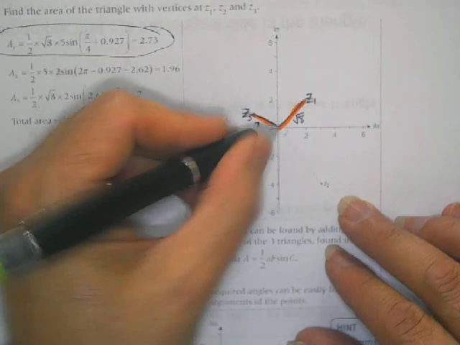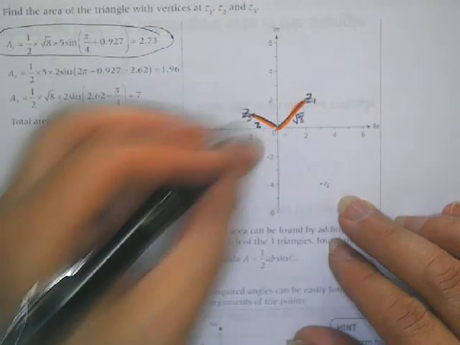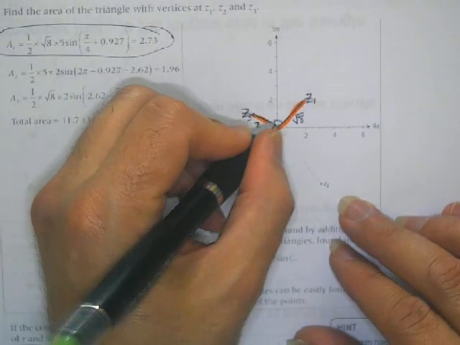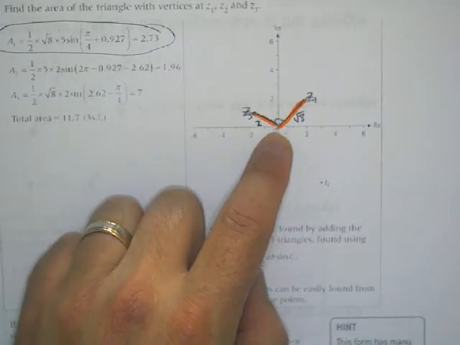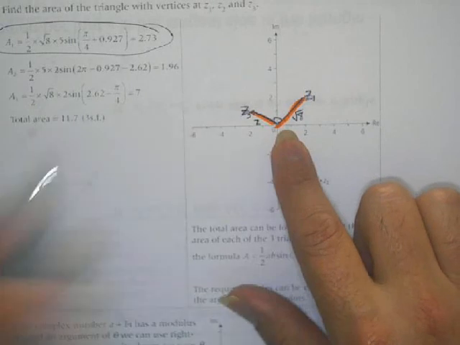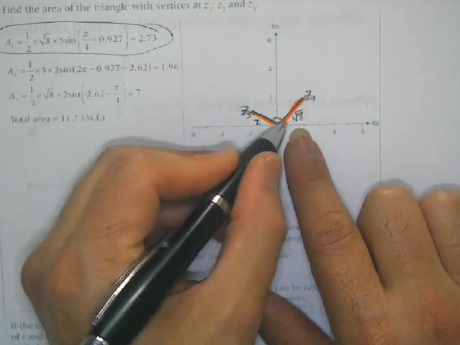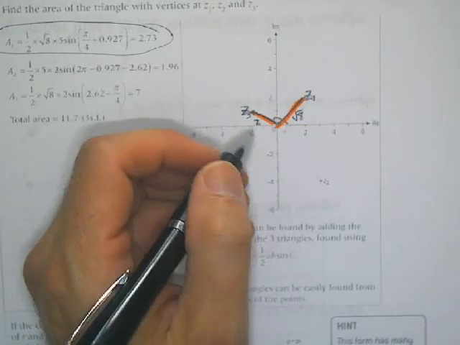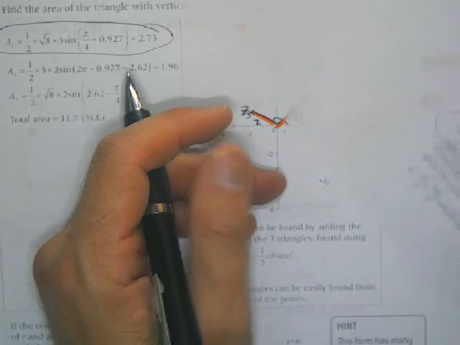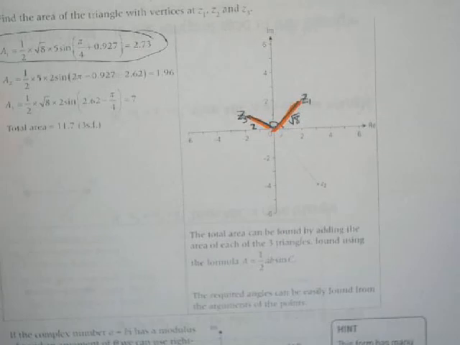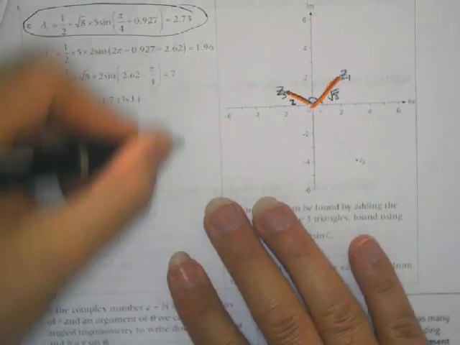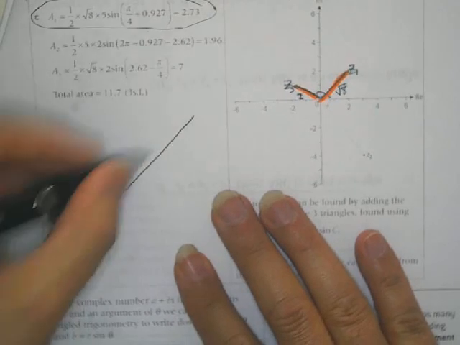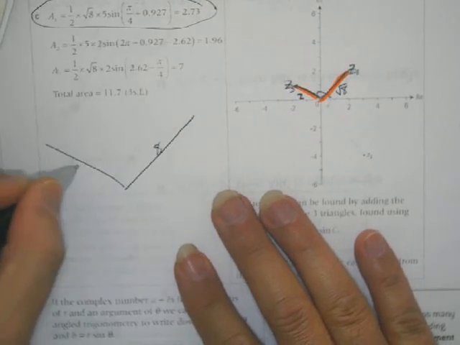Okay, and we need this angle right here. So how do we get that angle? So we know this angle right here. I'm going to draw this really big over here. Okay. We know this is square root of 8. We know this is 2.